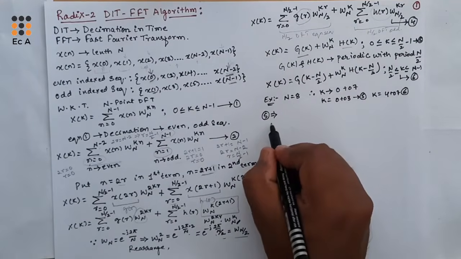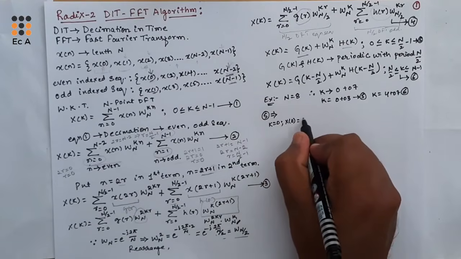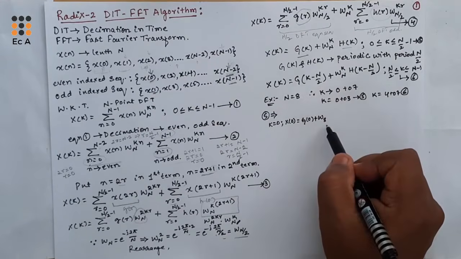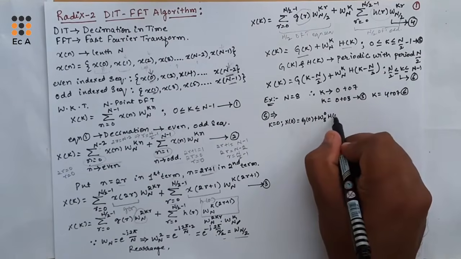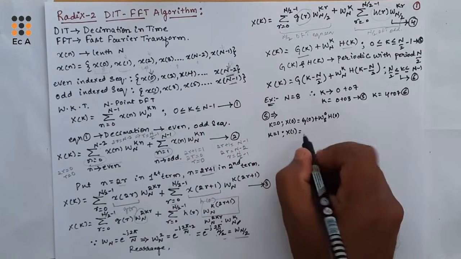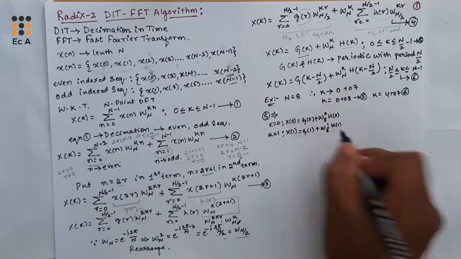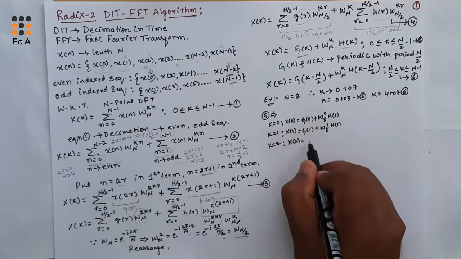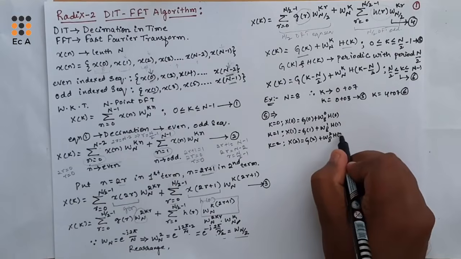In this equation, if you put k equal to 0, you will get X of 0 equal to G of 0 plus W_8, because N is taken as 8, W_8 to the power of 0 H of 0. If you put k equal to 1, in that case X of 1 will be equal to G of 1 plus W_8 to the power of 1 H of 1. If you put k equal to 2, in that case X of 2 will be equal to G of 2 plus W_8 to the power of 2 H of 2.